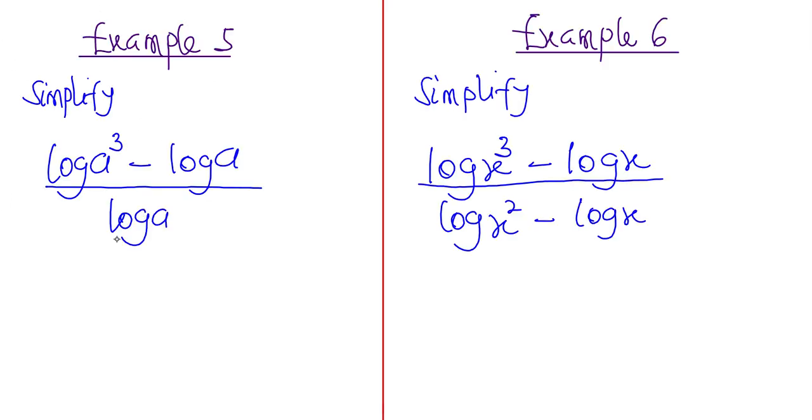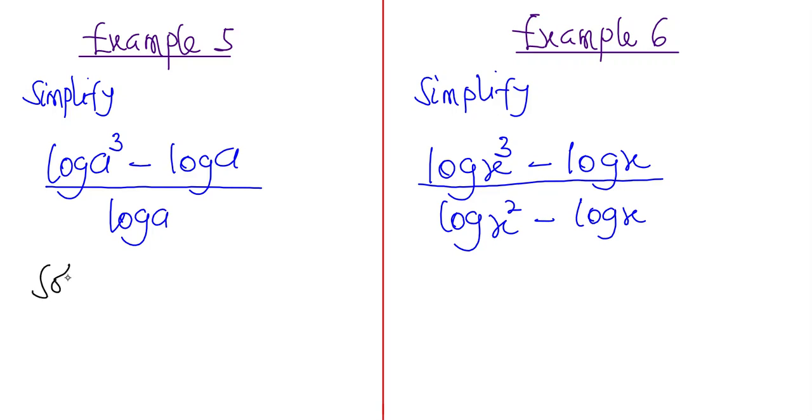So we have here as example 5, and with example 5, it says logarithm of a exponent 3 minus logarithm of a, divided by logarithm of a. Now they all have the same base of 10, so applying the laws of logarithms works. They don't have different bases.